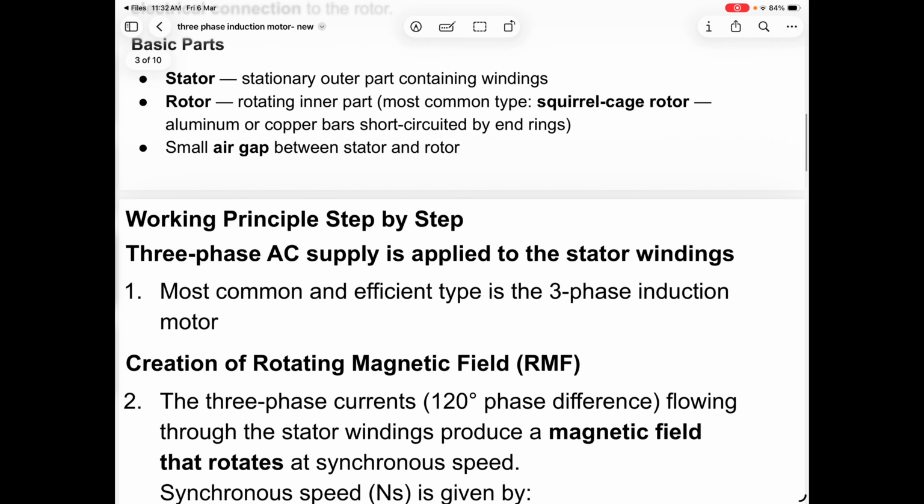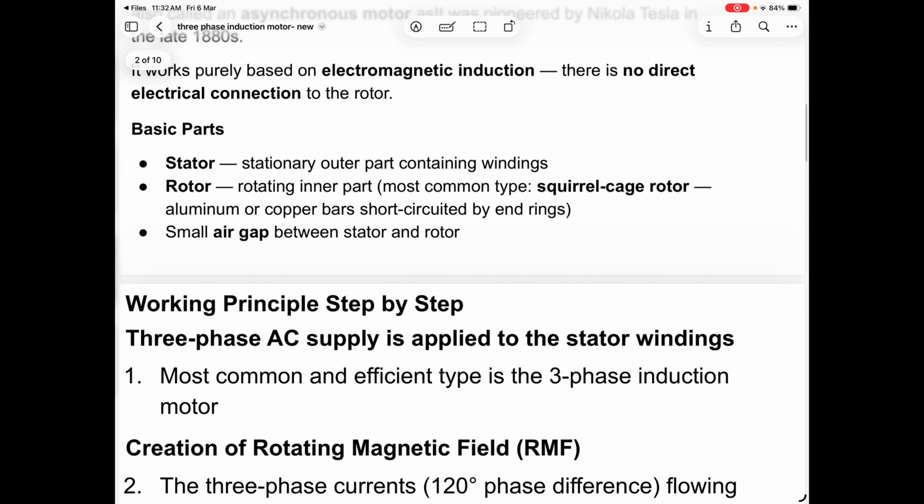So the rotor is the rotating part, the rotating inner part. And the most common type is the squirrel cage induction motor. Aluminium or copper bars are short-circuited by the end rings. There is a small air gap between the stator and rotor. I told you that in the air gap, a rotating magnetic field is produced.